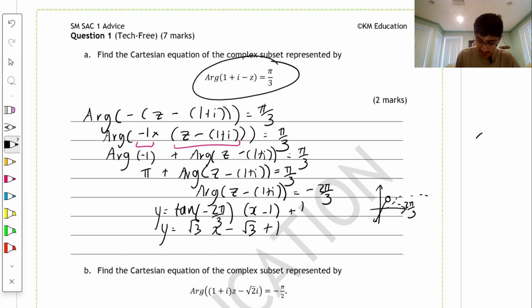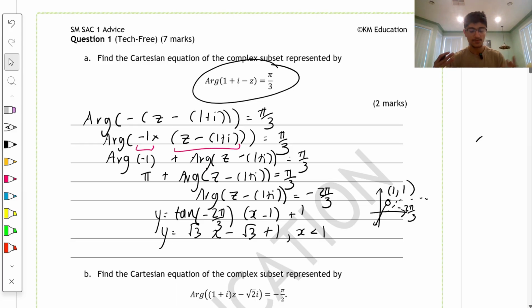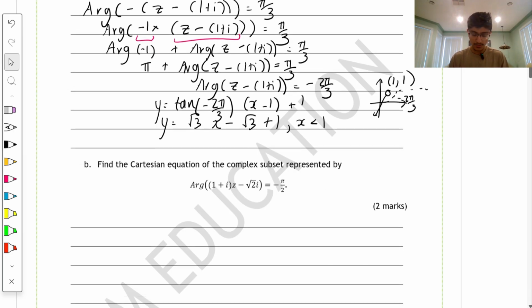And I can say where x is less than 1, because we see that my point is originating at (1, 1), and it's the left-hand side of that, so that's how I get that domain. So in summary, for part A, all we essentially did was convert it to a form which we're already comfortable with, and then just convert that into Cartesian form after that. So we'll look at part B now.